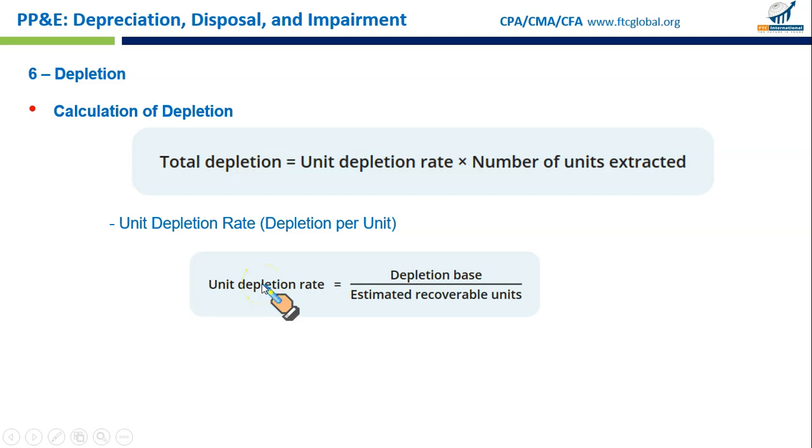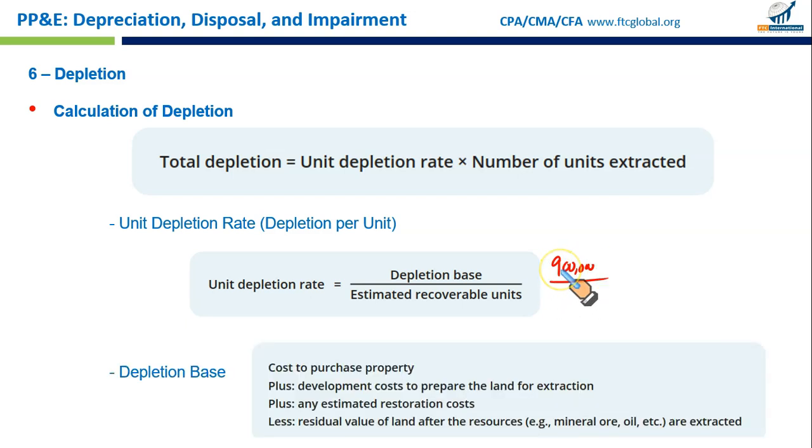Let's say our depreciable base is $900,000. And what is the depreciable base? Let me show you here. Cost to purchase property. Let's say we purchased for $500,000. We paid $200,000 for the development cost to prepare the land for extraction, and then we paid an additional $300,000 for estimated restoration cost. So that gives you 1 million. Of this 1 million, $100,000 is the residual value, less the residual value of land after the resources like mineral oil have been extracted. So cost to purchase the property, development cost to prepare the land for extraction, and estimated restoration cost.